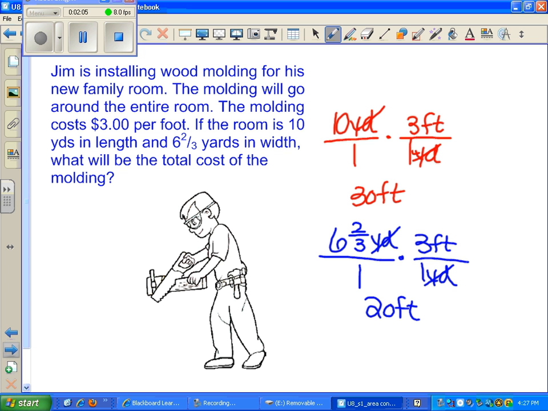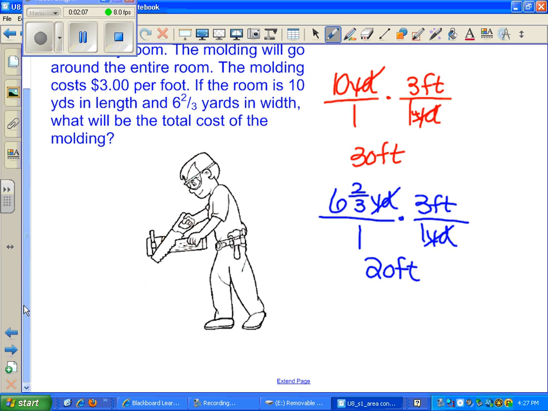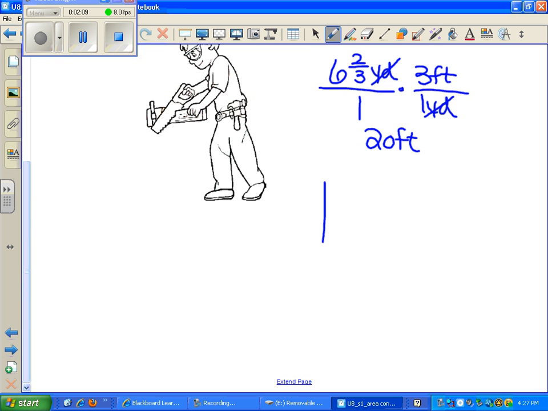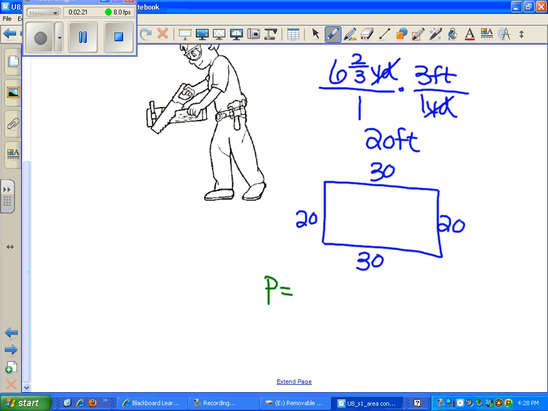We're going to put molding around the entire room. So here's what my room looks like. This is 20, 20 on both sides, 30, and 30. If I'm going to put it around the entire room, I want to find the perimeter of the room. So the perimeter, well, 20 plus 30 is 50, plus another 50 gives me 100. And so I have 100 feet total.